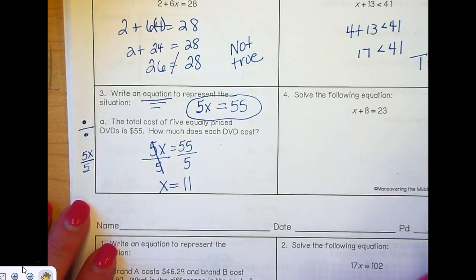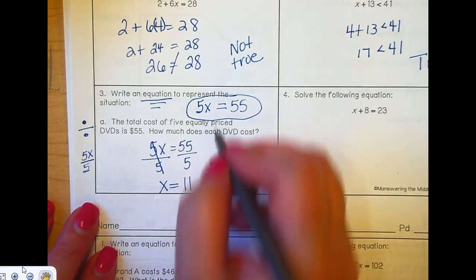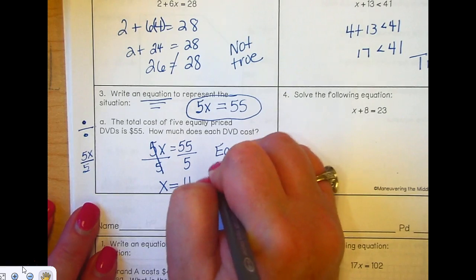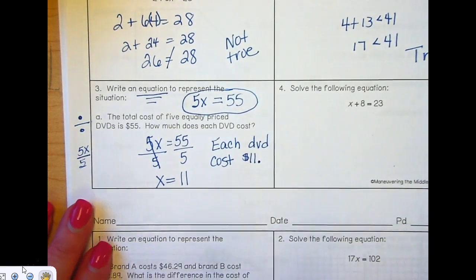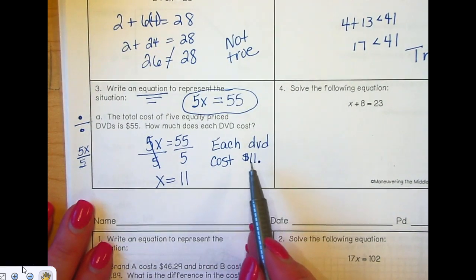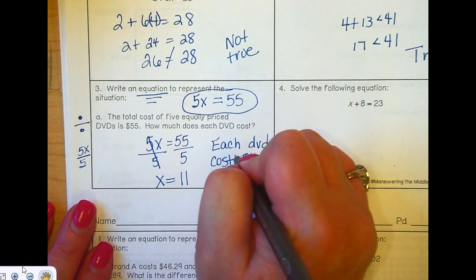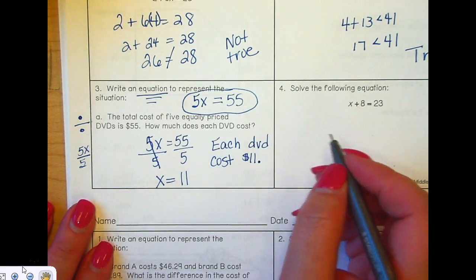Do we need words? Yes. How much does each DVD cost? What will we say? Each DVD costs $11. And make sure that you understand a $ sign is written before the number. It is not written after the number. Each DVD costs. Is it cost or costs? I think it has to be cost. How much? What is the total cost? So each DVD cost.